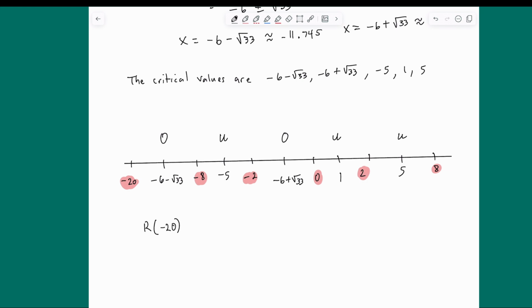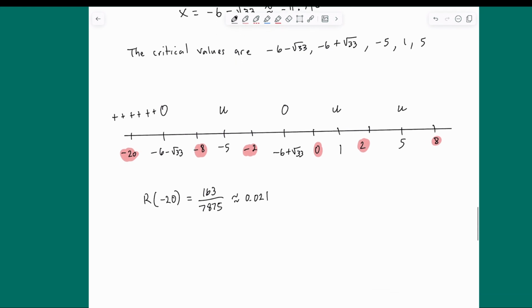And so then the next step to do is plug in those values into the rational expression or the rational function. And I already did these calculations, but at negative 20 it is 163 over 7,875. So it's very close to 0. It's approximately 0.021 rounded to 3 decimal places. So we'll note that it's positive there.